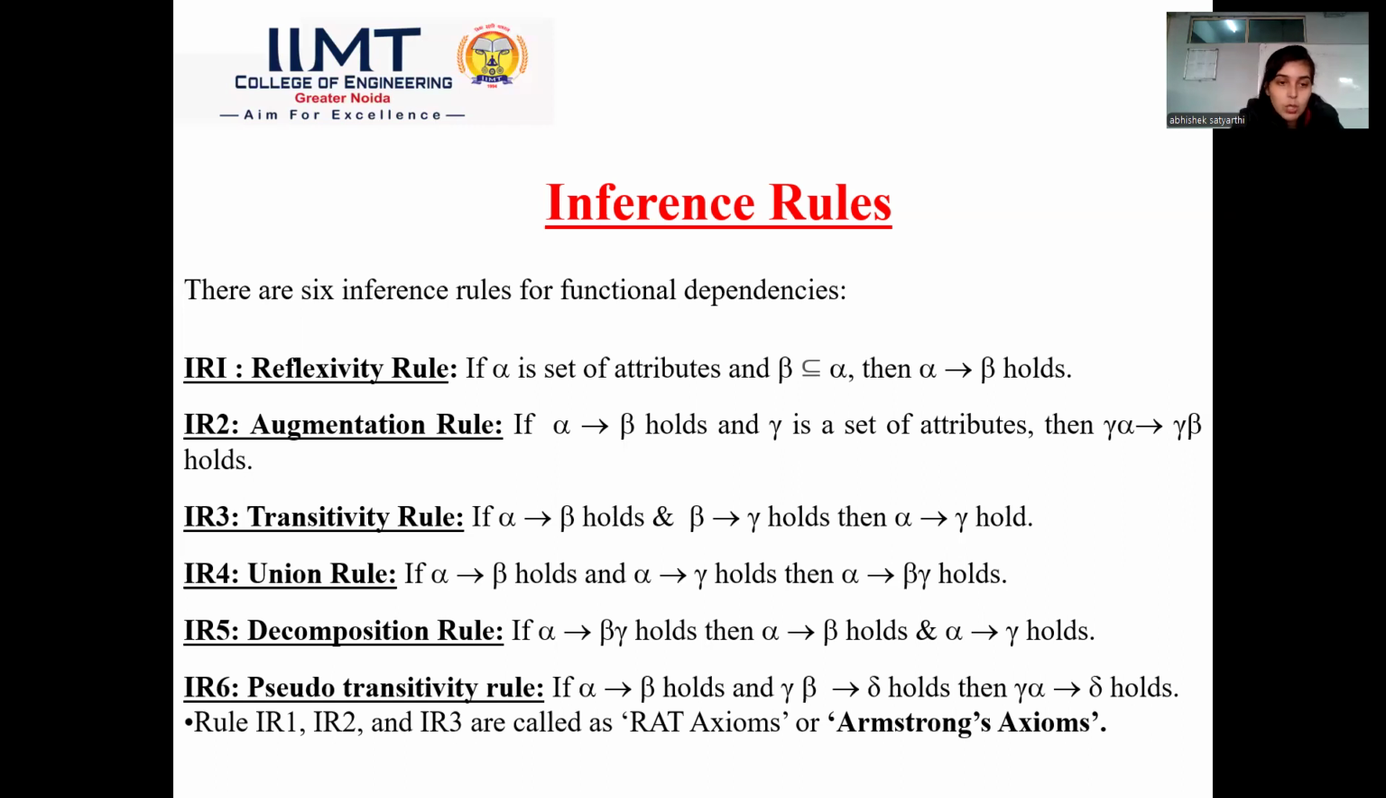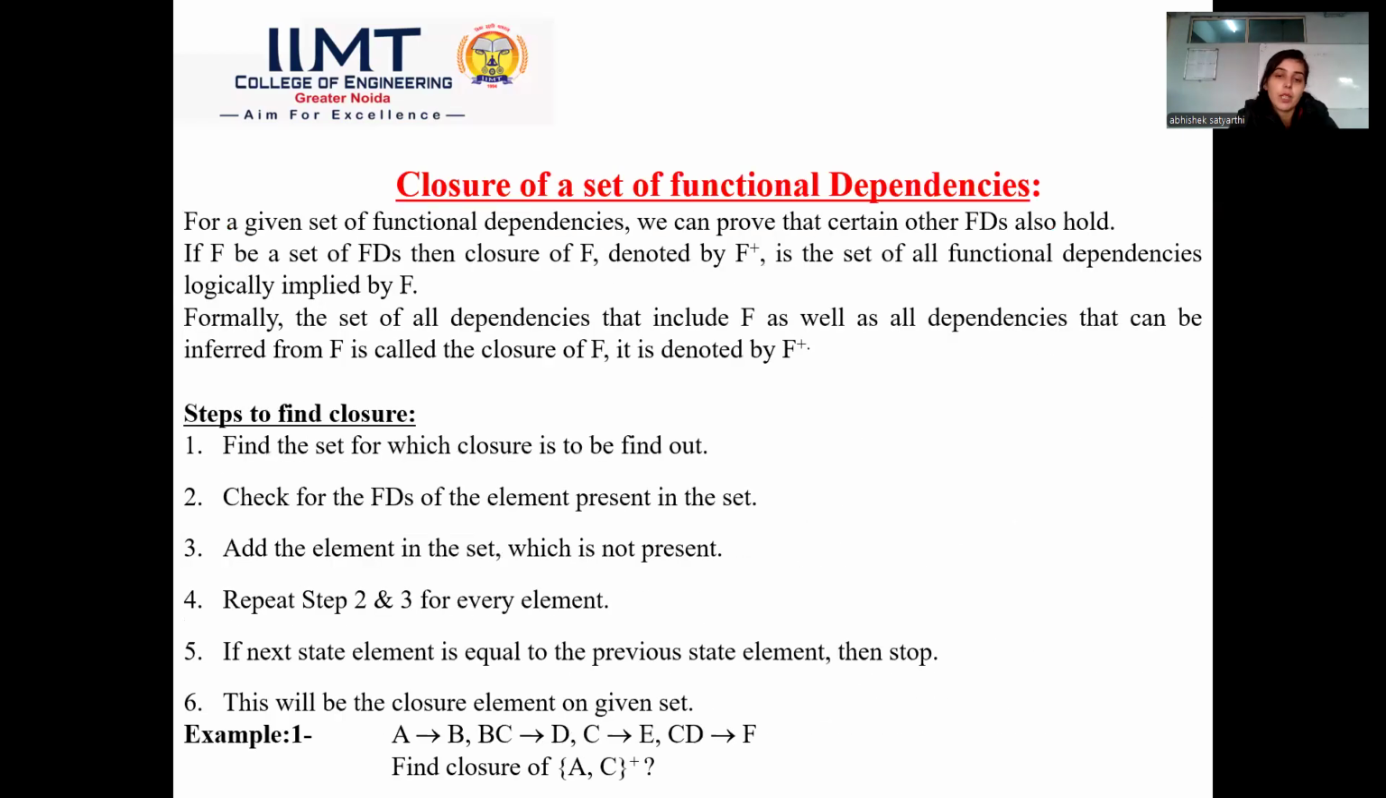So rule number 1, rule number 2, rule number 3: reflexivity rule, augmentation rule, and transitivity rule. These three are called RAT axioms or Armstrong axioms. RAT derives from the names reflexivity, augmentation, and transitivity, so we just keep the first letter of these three rules. Next is to identify the normal form. We must know about the closure of a set of functional dependency.